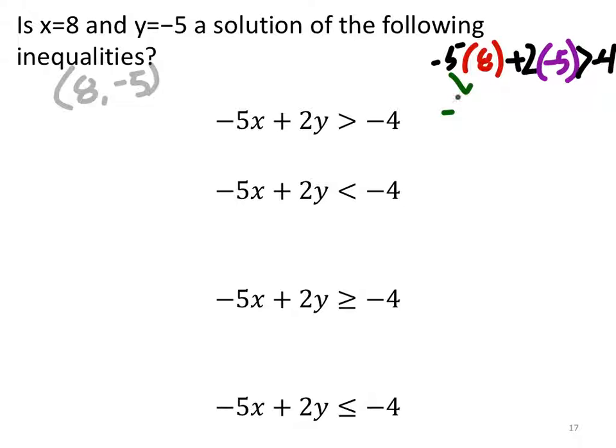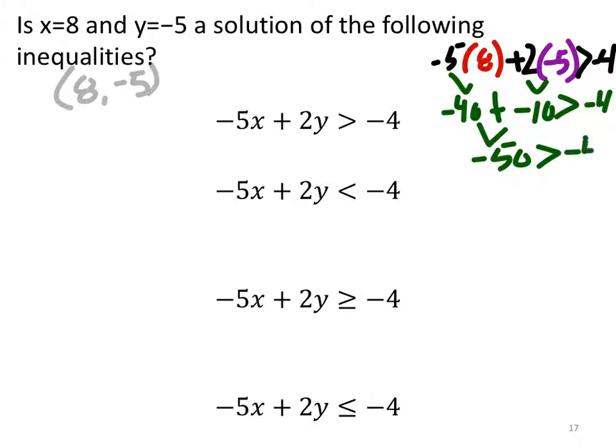-5 times 8 is -40. Plus 2 times -5 is -10. Sorry, that's plus. -40 plus -10 is -50. Is this greater than -4? Sorry, I should have put a question mark there. That is false. This one is false. So if this were the case, then I would be shading the other side of the line from this test point.